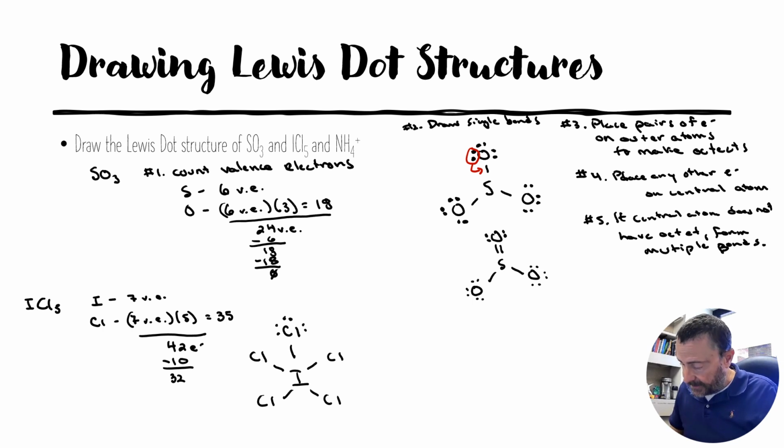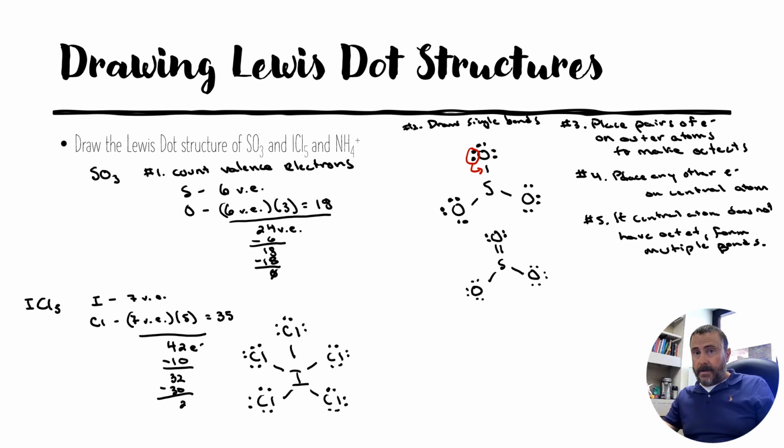1, 2, 3, up to 30. Okay, I have put in 30 electrons. All right, I've run out of electrons to put on the outside. Now, number 4, place any other electrons on the central atom. I'm going to place them there on that iodine.